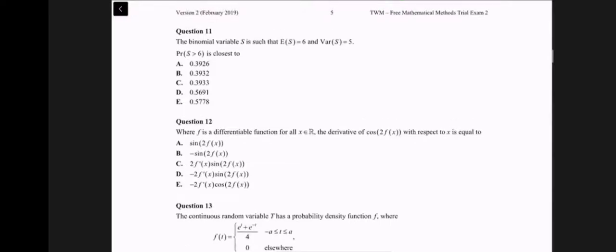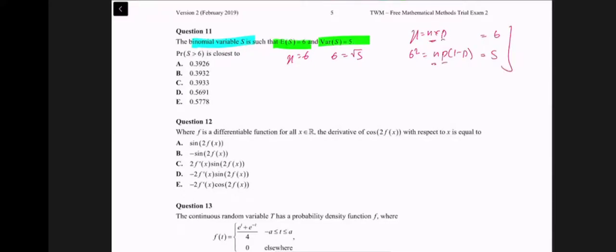So binomial variable, we have binomial. So that's kind of a trick, because then they give you mean and standard deviation. So read the question first. This is not normal, so you can't just put mu as 6 and sigma is root 5. So if we're using binomial distribution, we have to know what n and p are. So in binomial, mu is n times p, and variance is np times (1 minus p). And we know what they are, so 6 and 5. And we also have 2 unknowns, so you can just put these into your simultaneous equations.